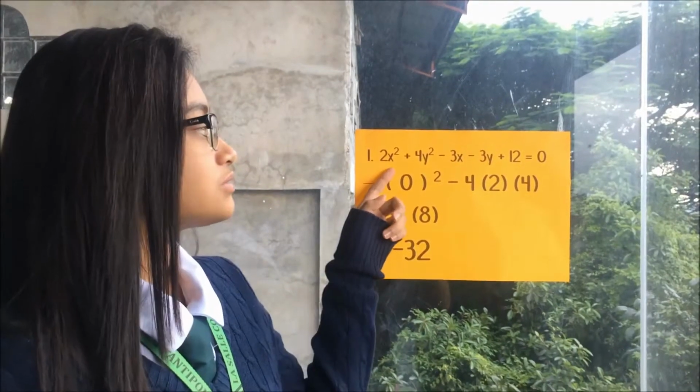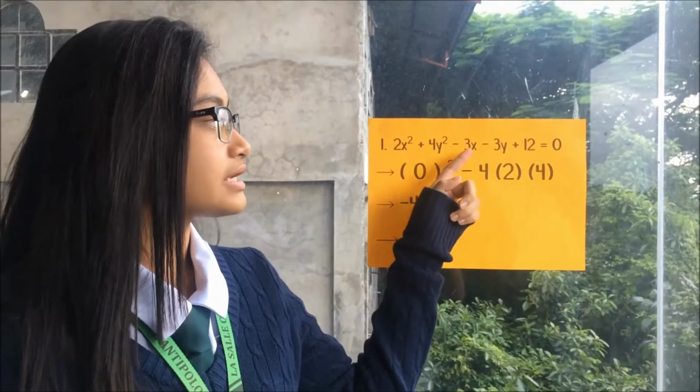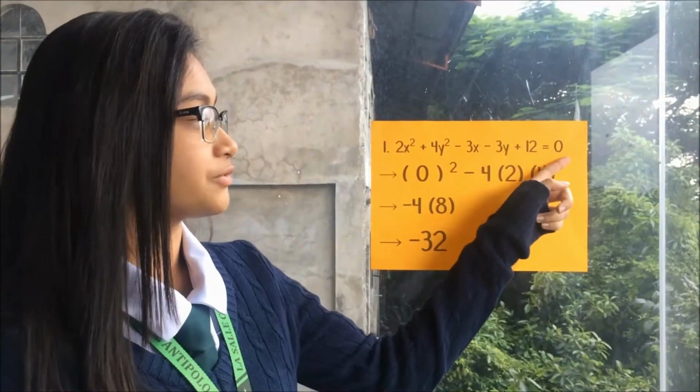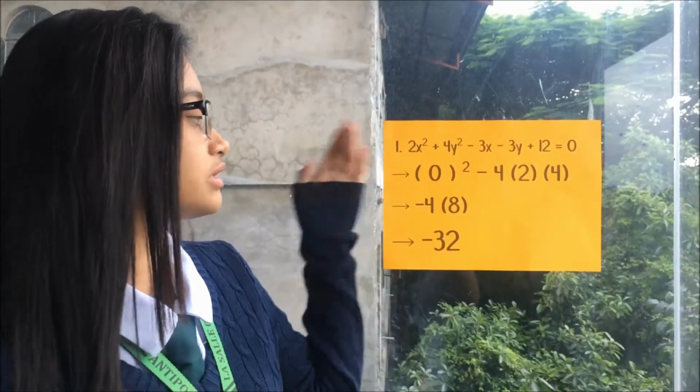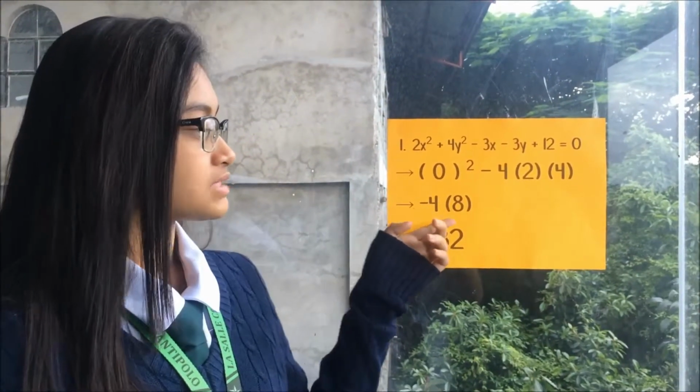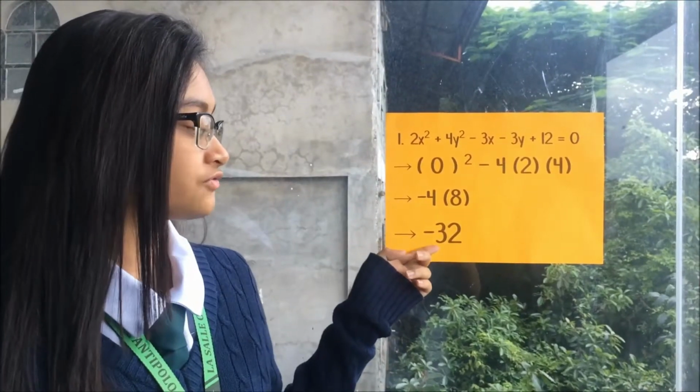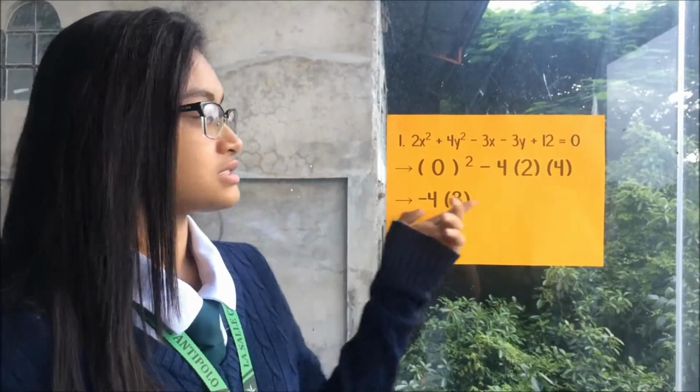So the equation is 2x squared plus 4y squared minus 3x minus 3y plus 12 is equal to 0. Our values for a and c is 2 and 4. We multiply them, which will give you 8. So negative 4 times 8 is equal to negative 32. Therefore, the equation is an ellipse.